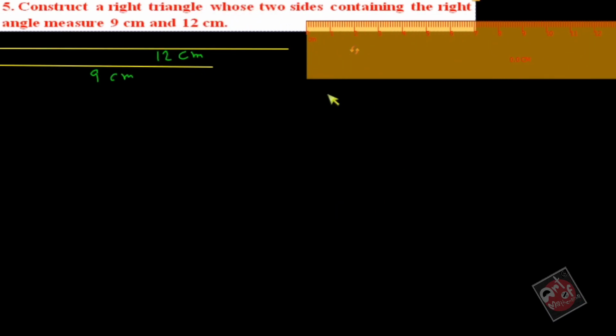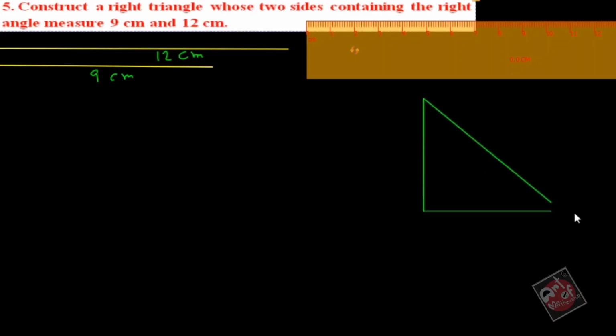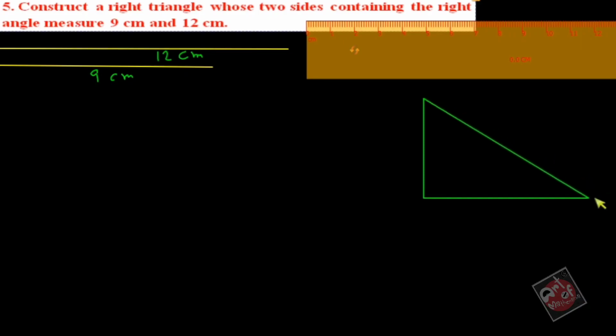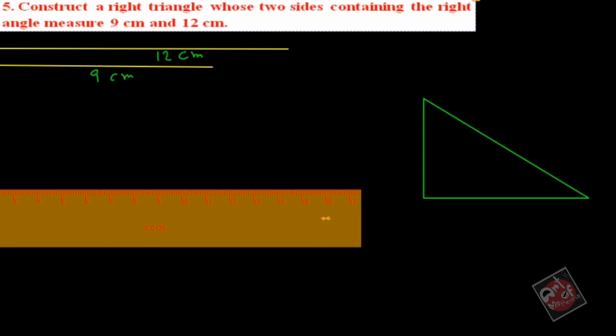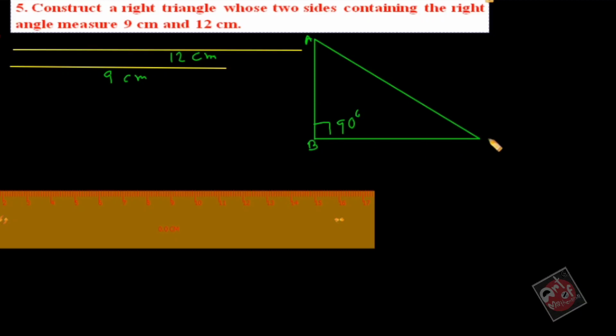See that here it is told, construct a right triangle whose two sides containing the right angle measure 9 centimeter and 12 centimeter. So as I have always done, let me do it. This type of triangle will come. This is the rough work, so you can understand well, that's why I'm doing this. Here I have to draw a 90-degree angle. Suppose the triangle name is A, B and C, okay?